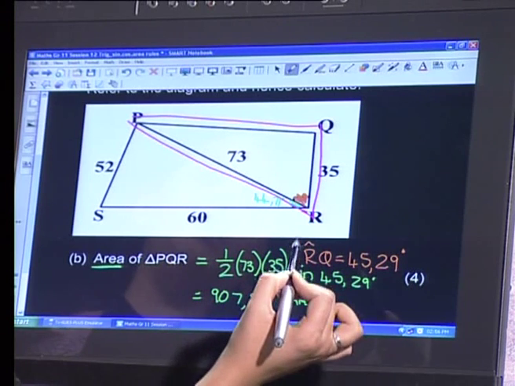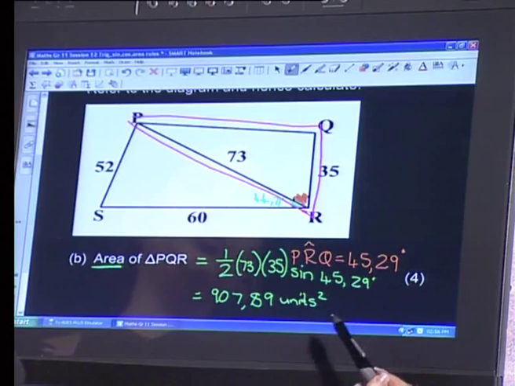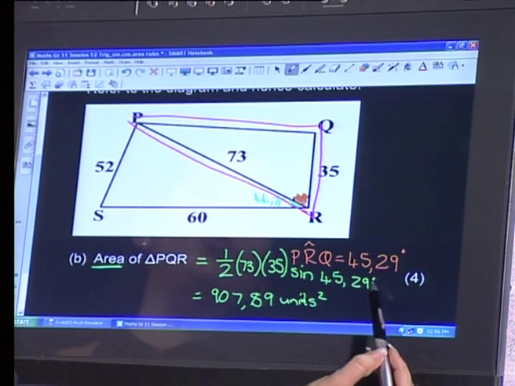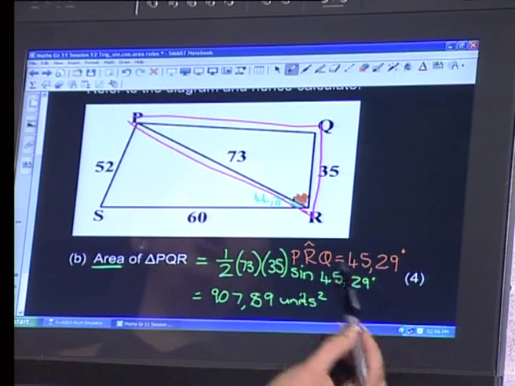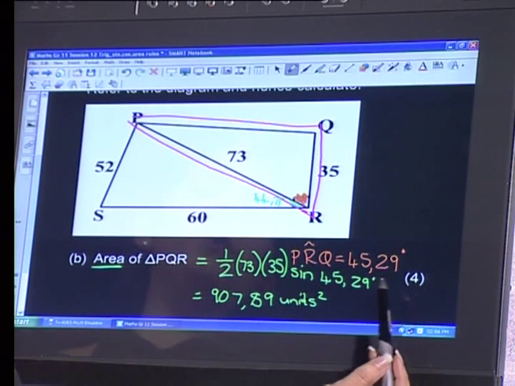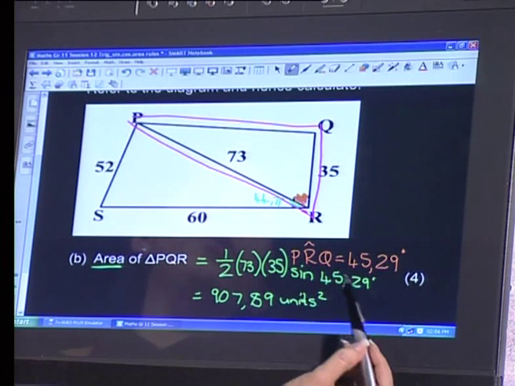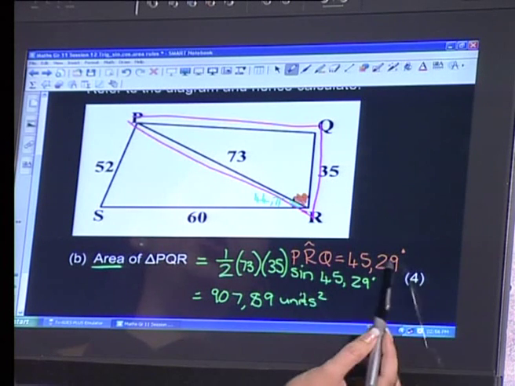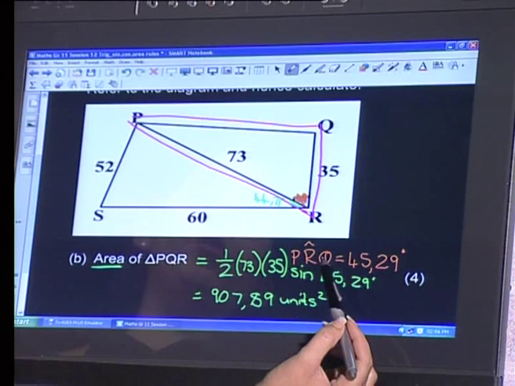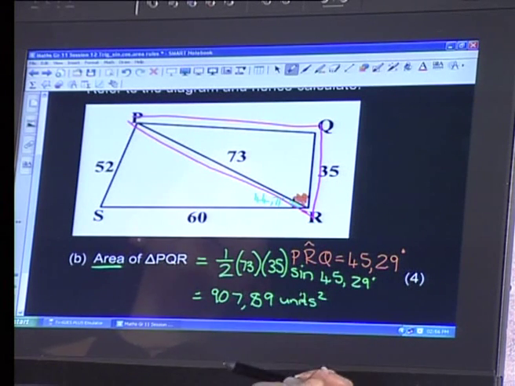907,89 centimeters squared. And your 4 marks for this question come in from, you would get your first mark for using the correct formula. Your second mark comes in from substituting correctly. The third mark you get for having to work out the angle PRQ. And your fourth mark, of course, is for the final answer.